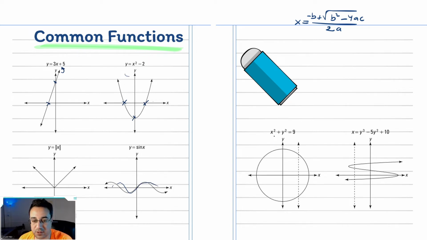If you have an equation that represents a circle, in this case x squared plus y squared equals 9, then you represent the 9 with this dotted line here, and x squared plus y squared equals 0. That's a full circle with origin on the axis, the point 0, 0. If you have a more complicated function, x equals y cubed minus 5y squared plus 10, then that's how the function happens to look.